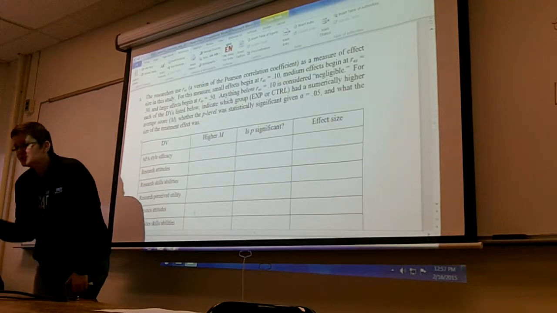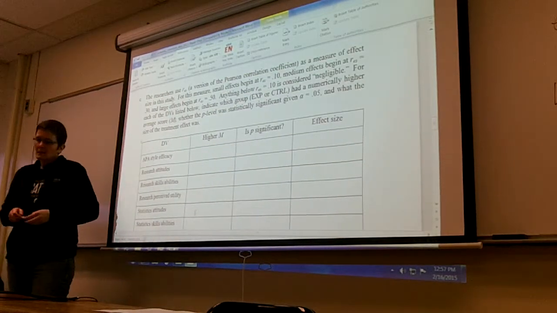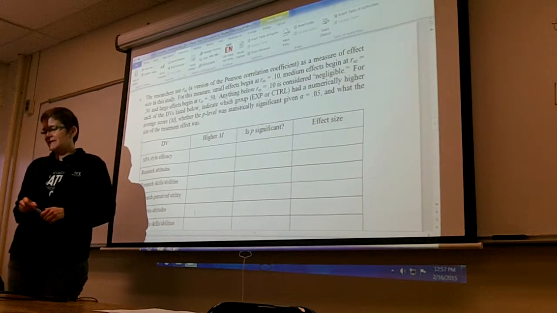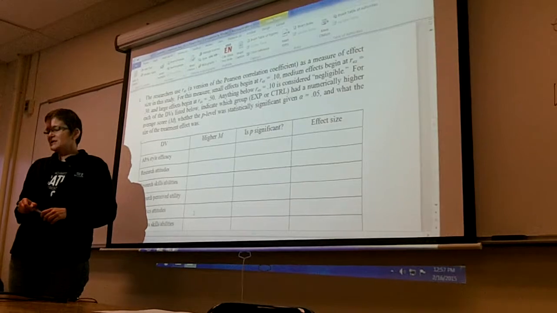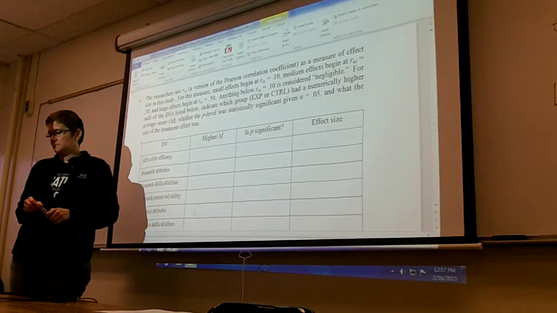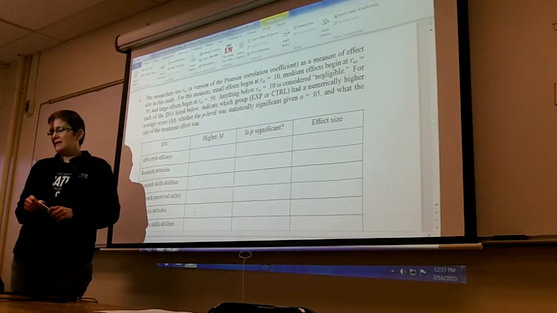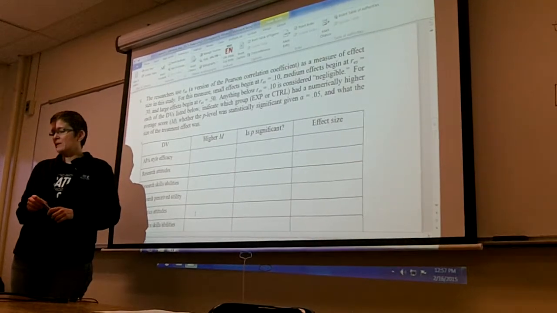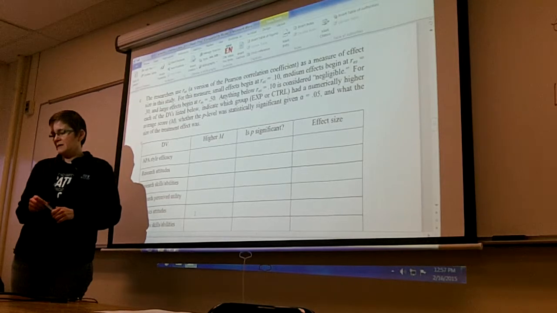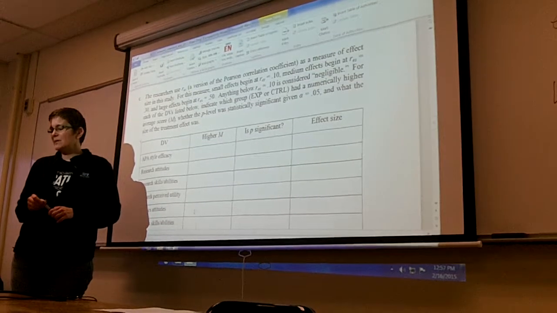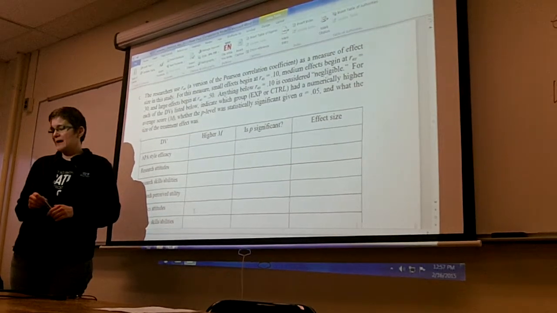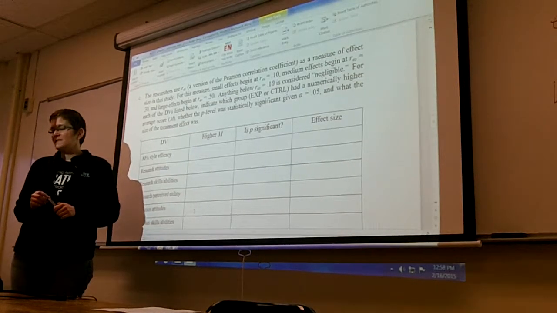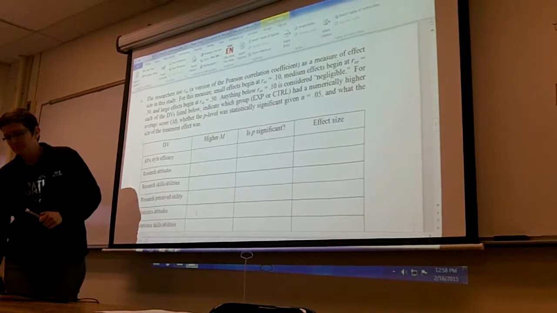Okay, so the researchers use RES, a version of the Pearson's correlation coefficient, as a measure of the effect size in this study. For this measure, small effects begin at 0.1, medium effects begin at 0.3, and large effects begin at 0.5. Anything below 0.1 is considered negligible. For each of the dependent variables listed below, indicate which group, experimental or control, had a numerically higher score, whether the p-level was statistically significant, and what the size of the treatment effect was.